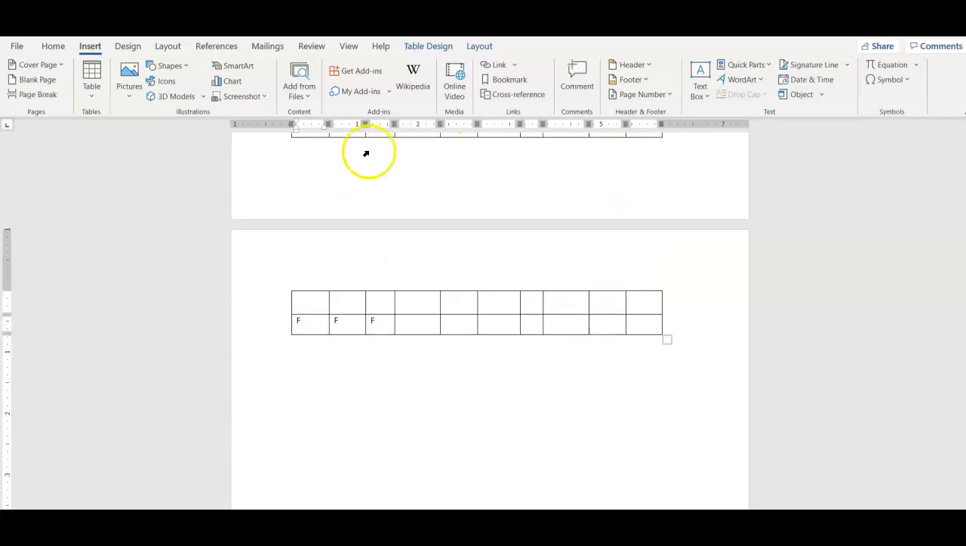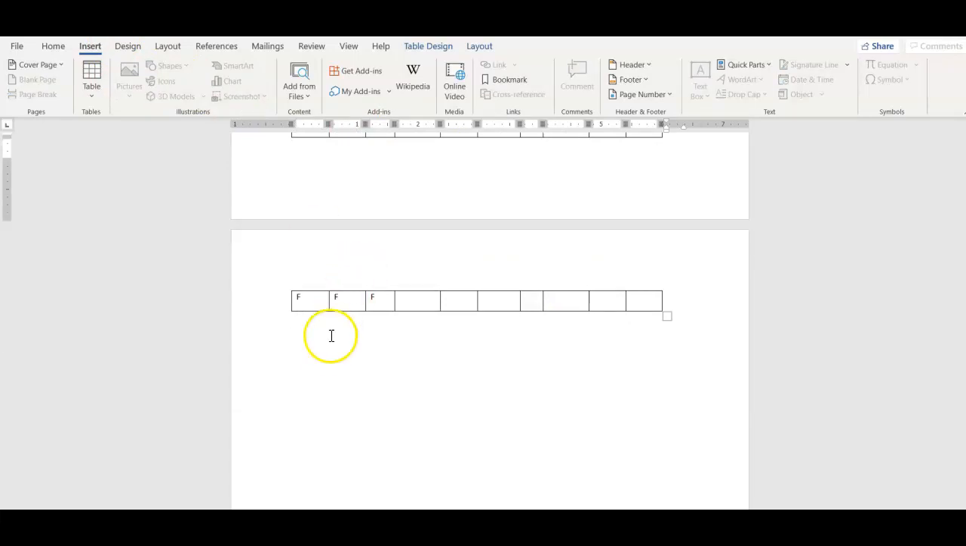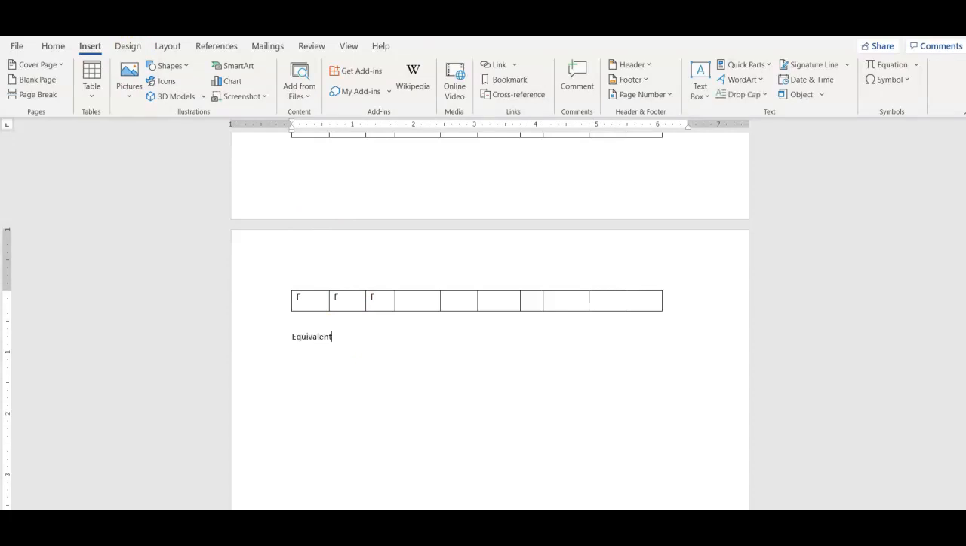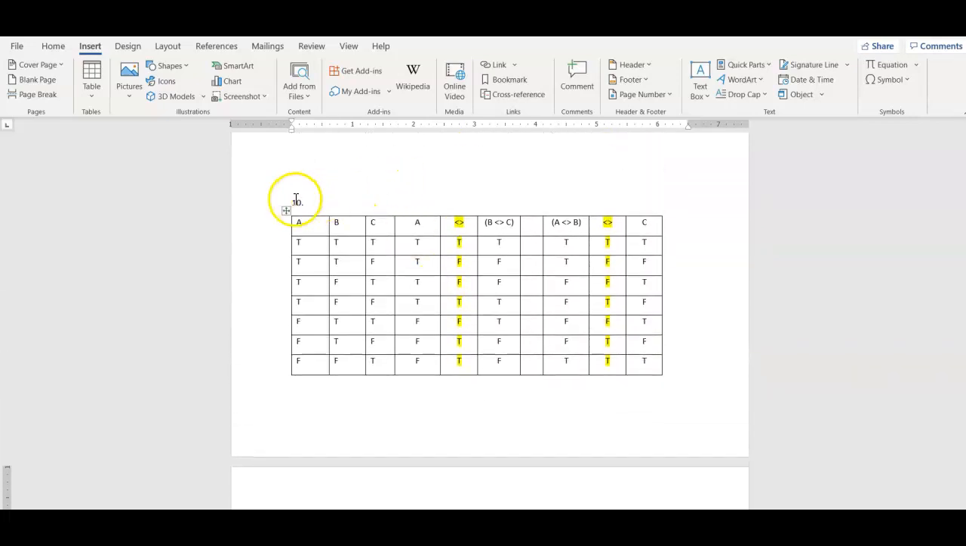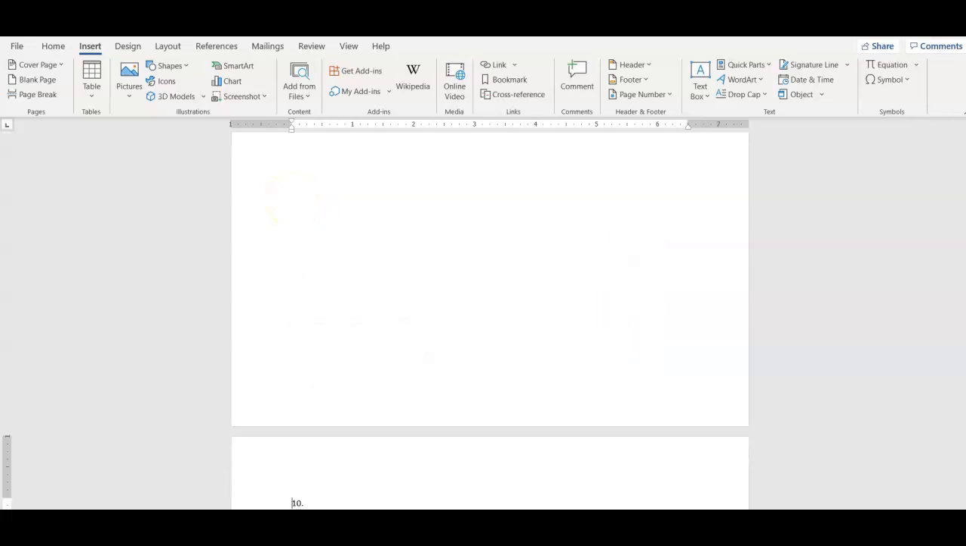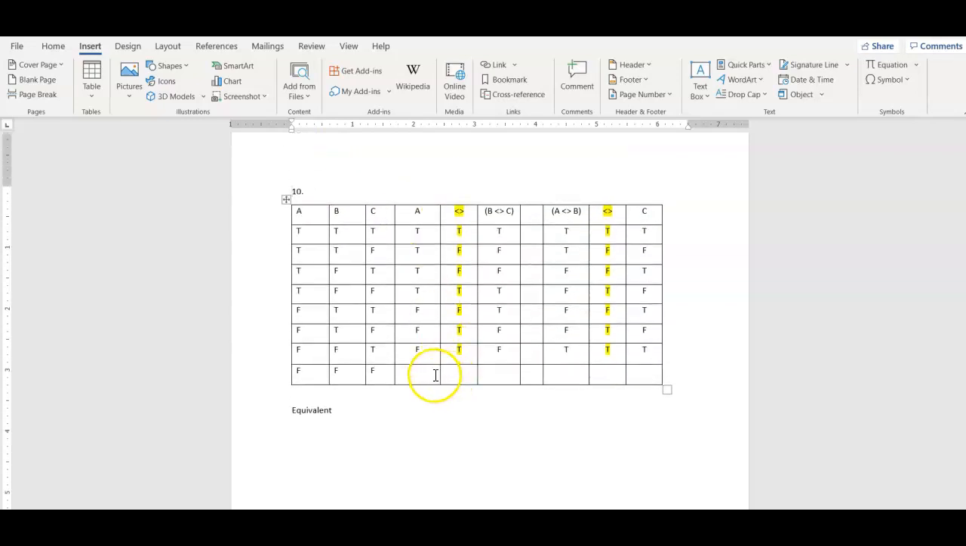oops, I didn't mean to do that. Since they're the same under every one, the columns are the same every time. Oh, did I miss a whole row? Let me go down to this page. Looks like I missed that last row. Okay. So A here is false. B biconditional C is false, so this one comes out true. A biconditional B is true. C is false. Wait. All right. I'm going to pause and double check this. I see what I did.